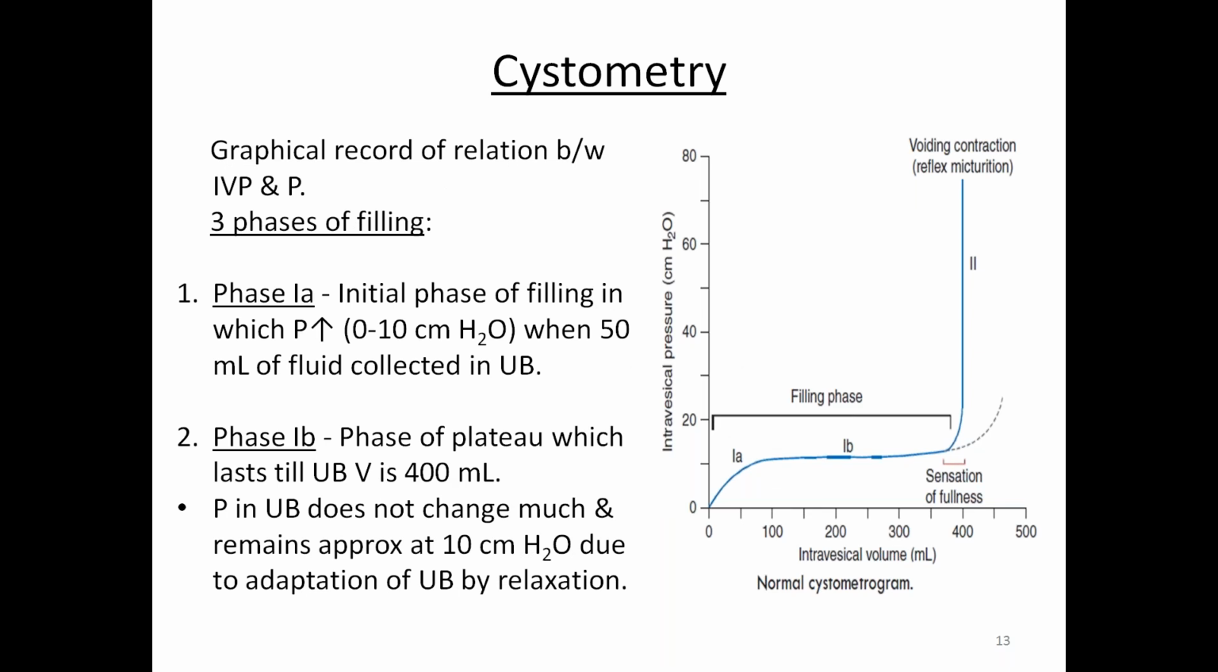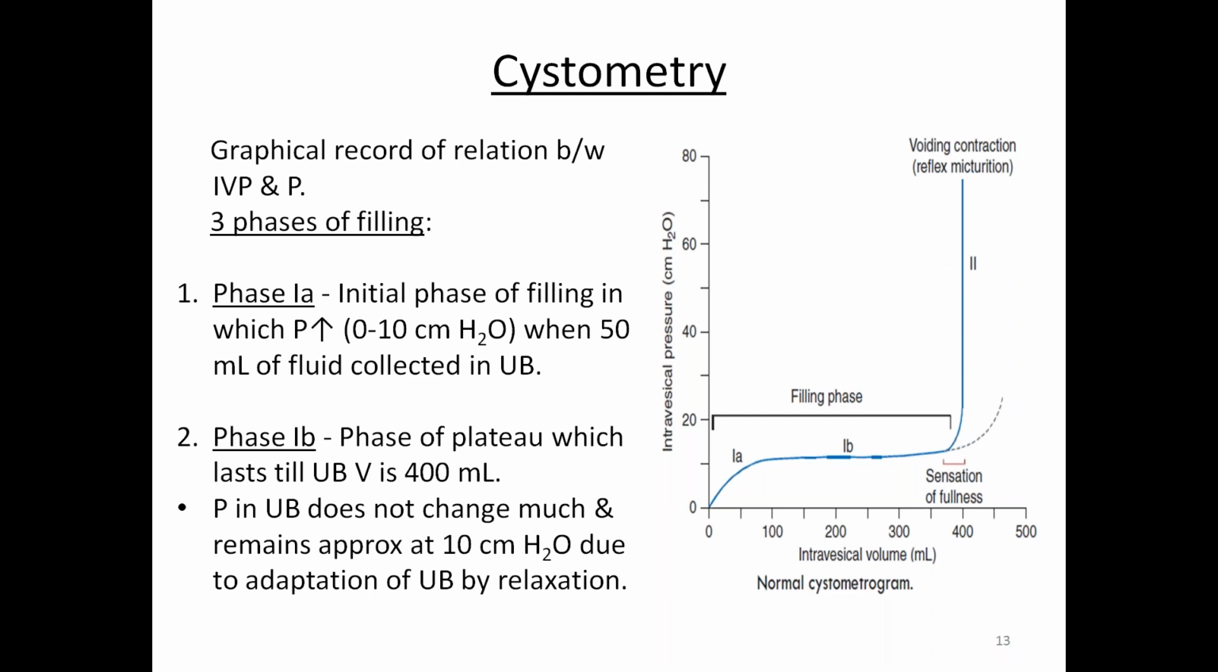Now, the third important topic in this unit is cystometry. You often get a question on cystometry. Cystometry refers to the process of studying the relationship between the intravesical volume and pressure, and a cystometrogram refers to the graphical record of this relationship. What you see on the right is the cystometrogram.